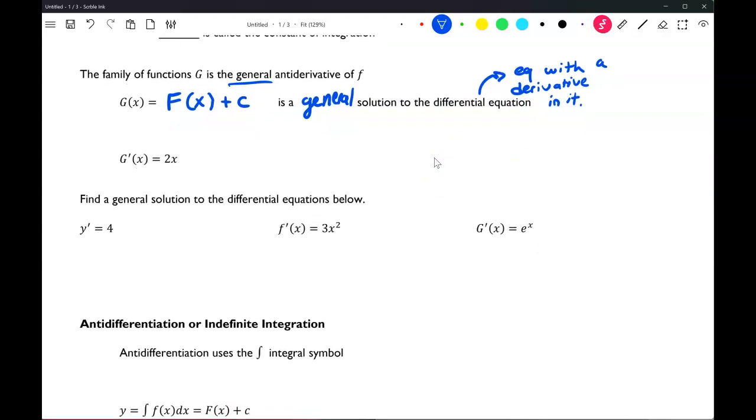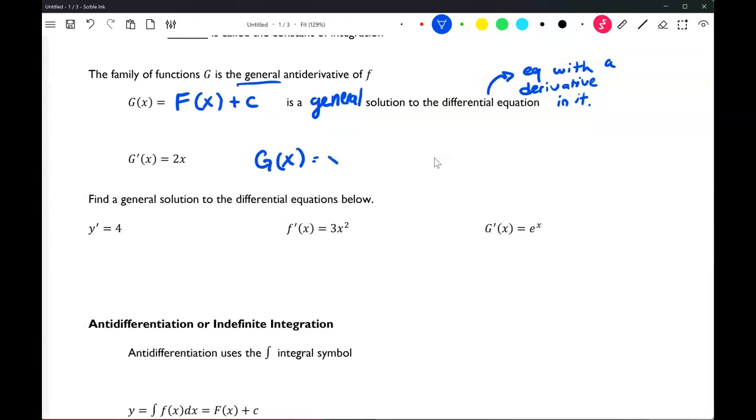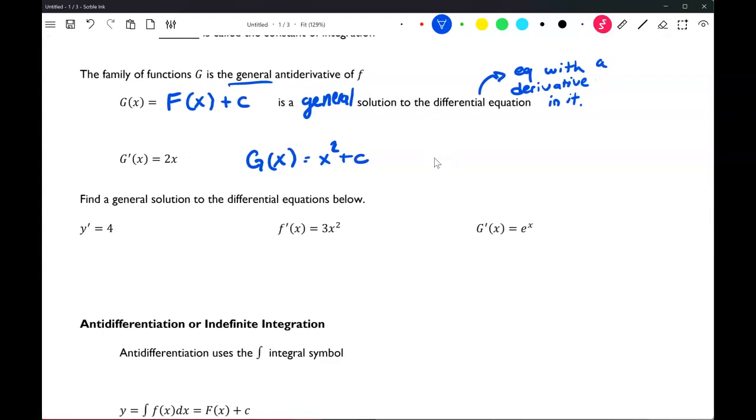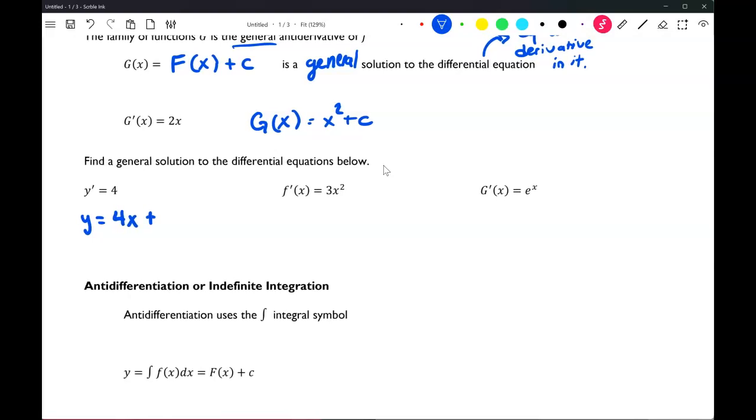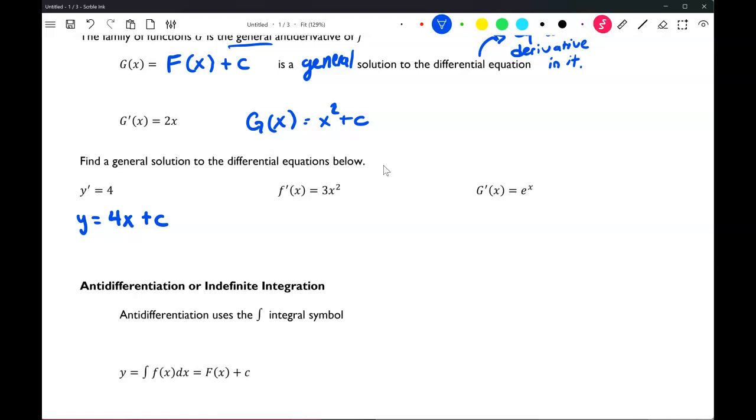So if capital G prime of x is 2x, well then our capital G of x is x squared plus c. Our family of functions whose derivative is 2x. So find a general solution to the differential equation below. If y prime is equal to 4, we take its antiderivative on both sides. The antiderivative of y prime is y. The antiderivative of 4 is 4x. And then we need our constant. I should say that we're taking our derivatives and antiderivatives with respect to x.